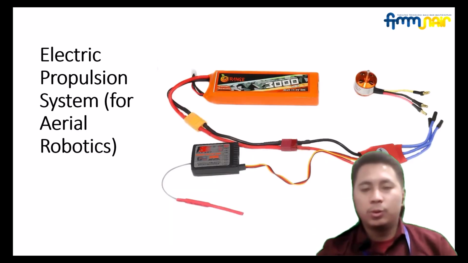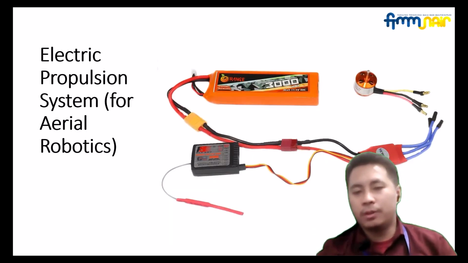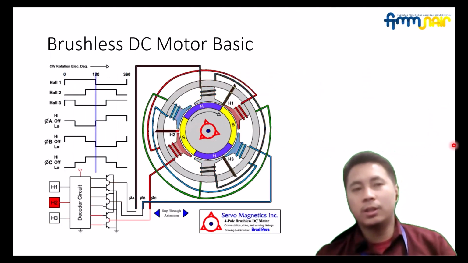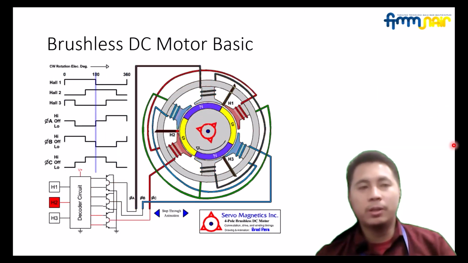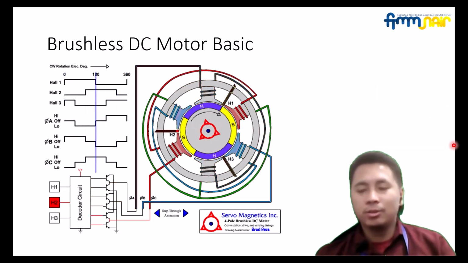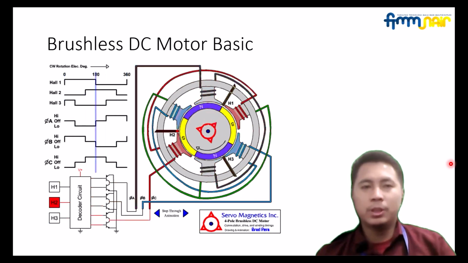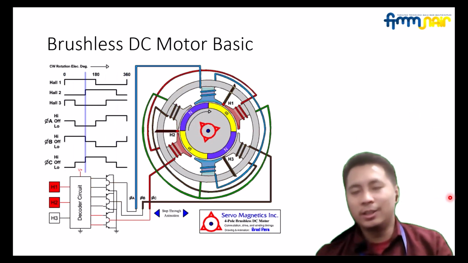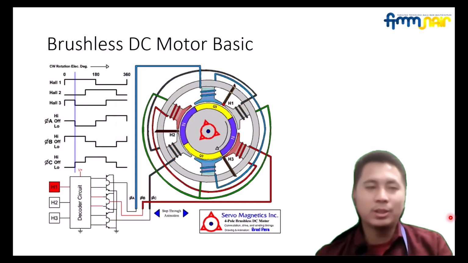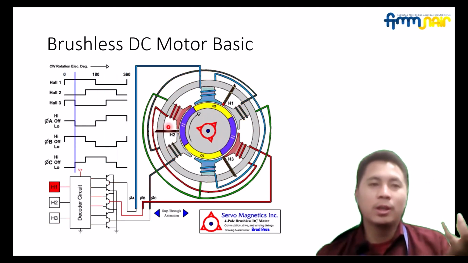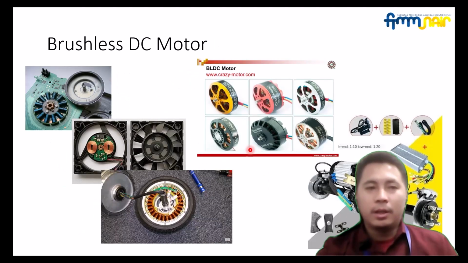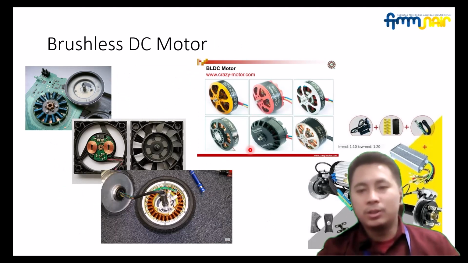And we move to the electric propulsion system for aerial robotics. A brushless DC motor is a synchronous motor using a direct current electric power supply. However, it runs like an AC motor, because the BLDC gets a three-phase voltage source from the ESC, so it runs on DC voltage. Actually, it has three phases like an AC motor, but the source is a DC voltage with a motor controller. And this is the brushless DC motor.